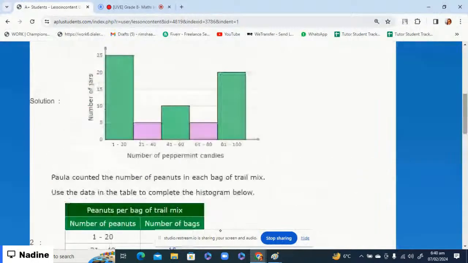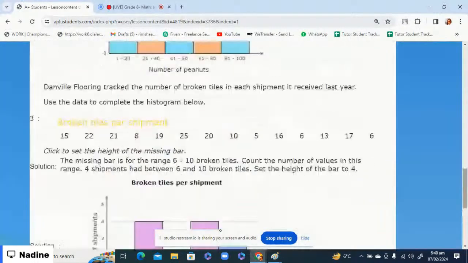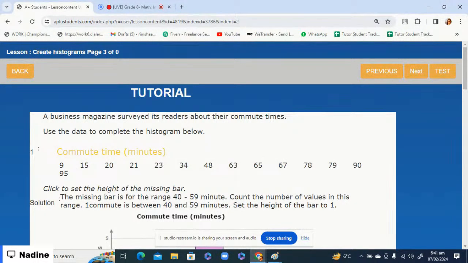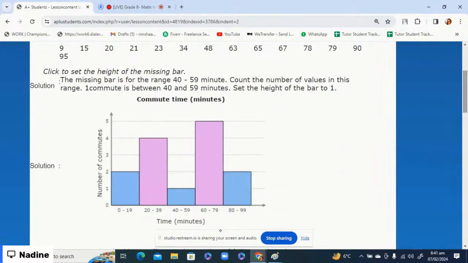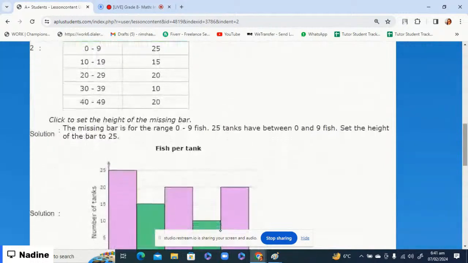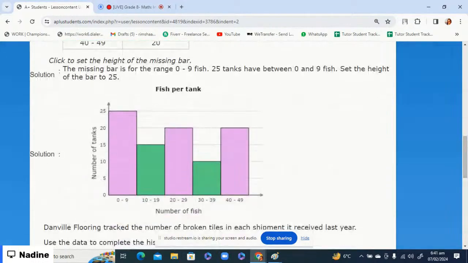Okay, hope you guys understand this lesson. Let's do one more question for that, and then we will finish up the class. Let's check this one. Again the data is given now. We already did this thing. Look, 0 to 9, that is 25. So here from 0 to 9, it's 25 or not? Yes, it's 25.